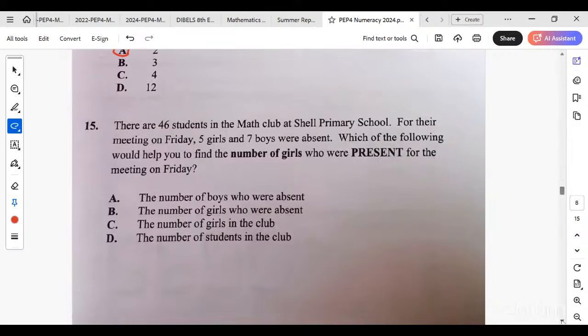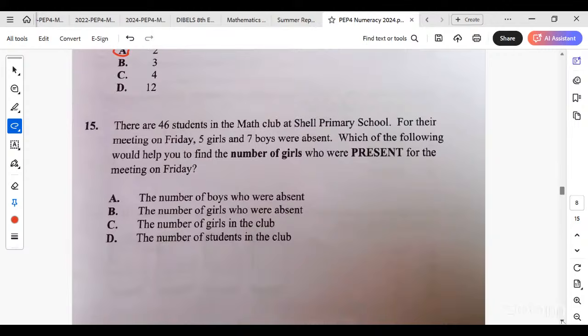Question 15. There are 46 students in the math club at Shell Primary School. For their meeting on Friday, 5 girls and 7 boys were absent. Which of the following would help you to find the number of girls who were present for the meeting on Friday? Is it the number of boys who were absent? No, that doesn't have anything to do with the girls who were present.